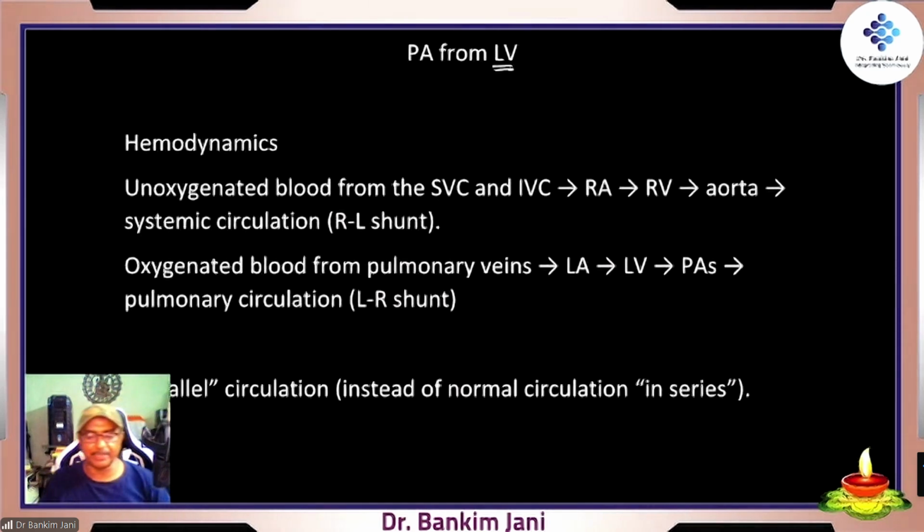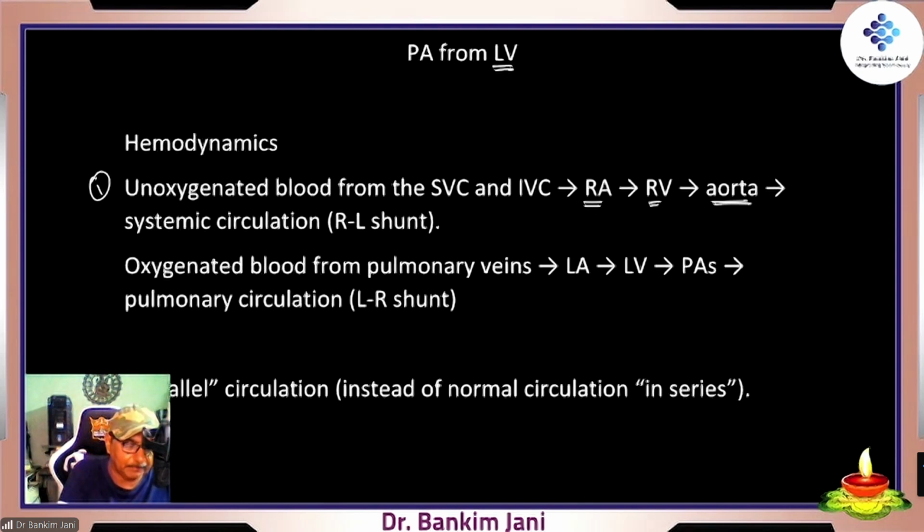So how are the hemodynamics? There is unoxygenated blood, right? No oxygen, right? From the superior vena cava and inferior vena cava, it goes to the right atrium, because whatever oxygen was there was used up by the body. So from the superior vena cava and inferior vena cava, unoxygenated blood goes to the right atrium, to the right ventricle, to the aorta, and then back to circulation. So the same blood goes on and on, which has got no oxygen.